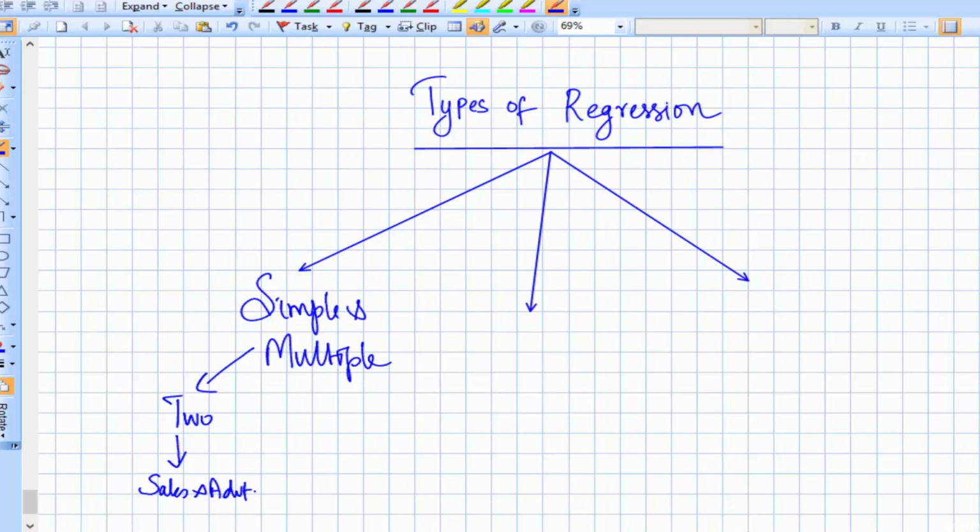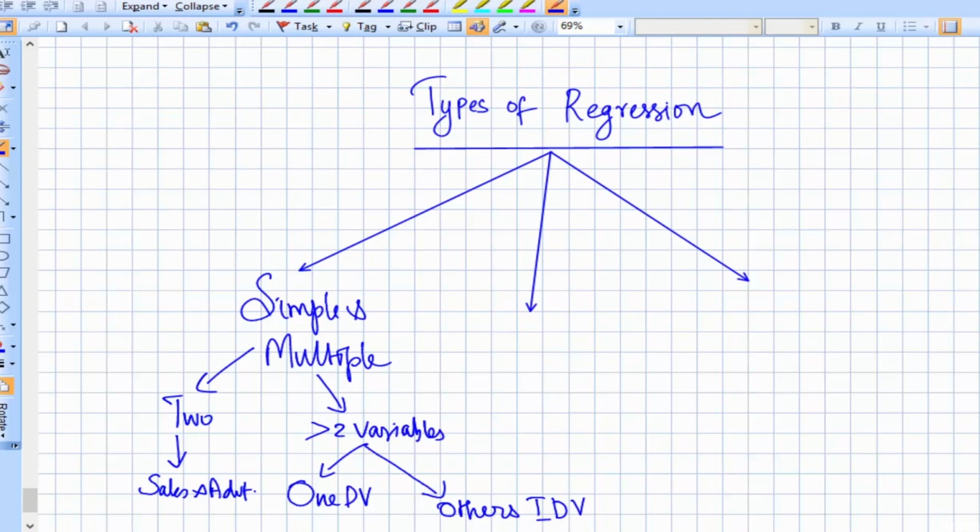Then we have this multiple regression. Multiple regression is a case where you will have more than two variables. It means the dependent variable is not dependent on only one variable, it is going to be dependent on more than one variable. So what happens here is we will have one dependent variable, I'll call it as dv, whereas independent variables will be more. It means one is going to be dependent variable, the others will be independent variables. So that is multiple regression.